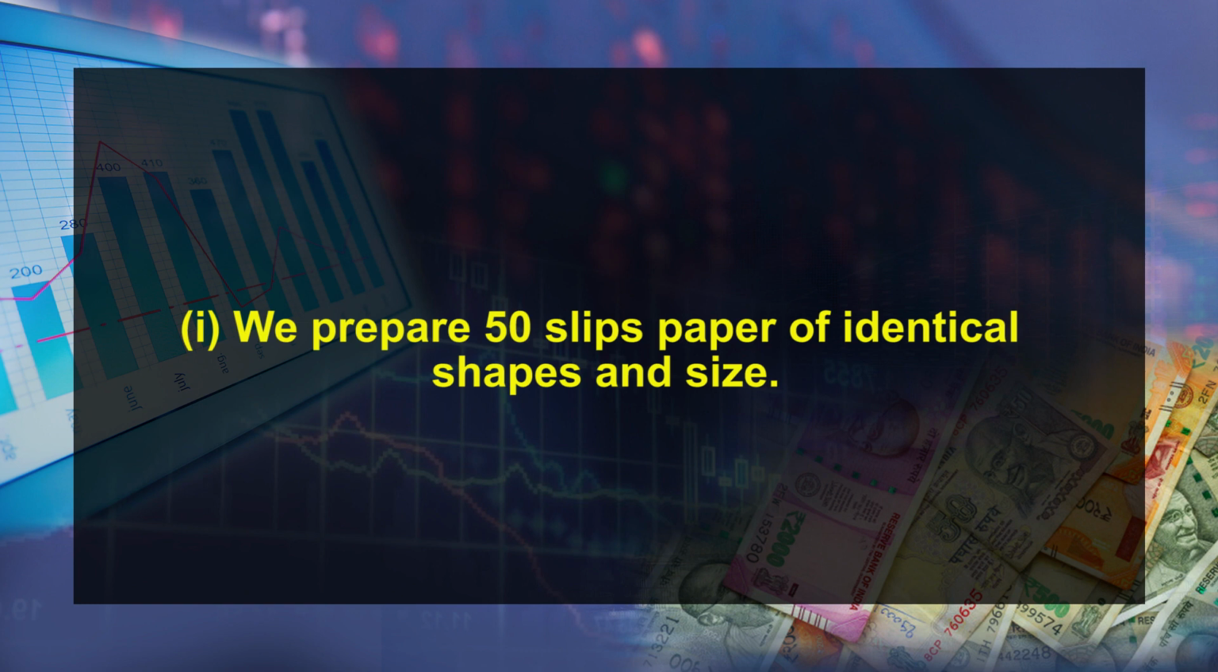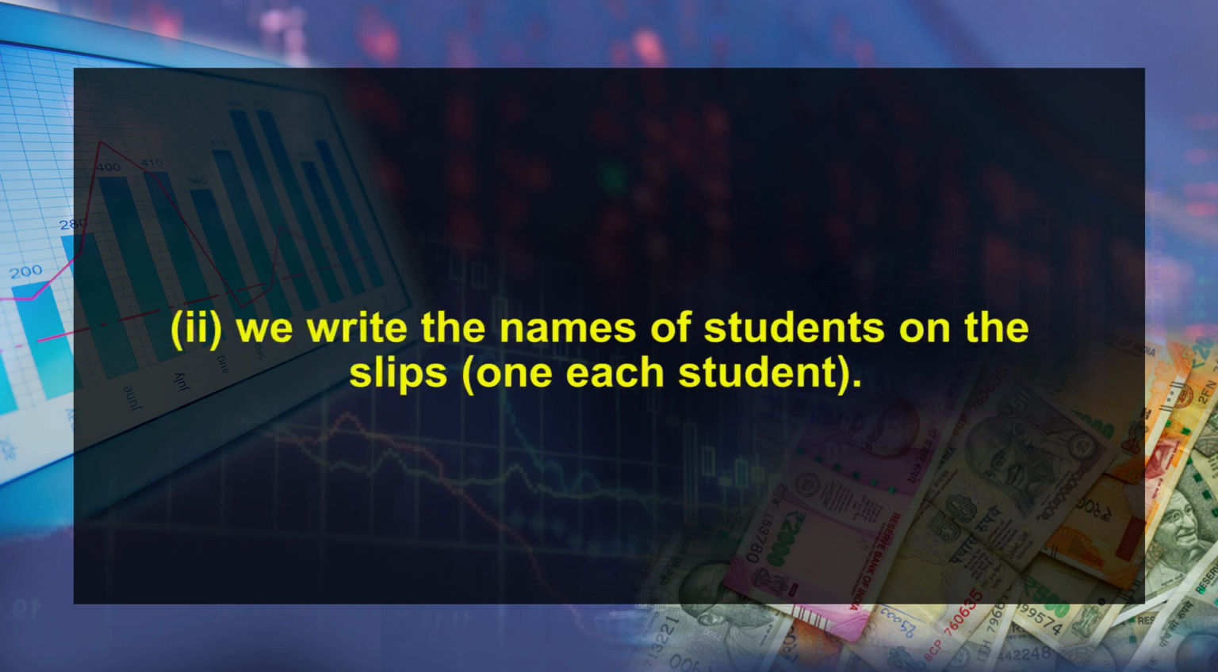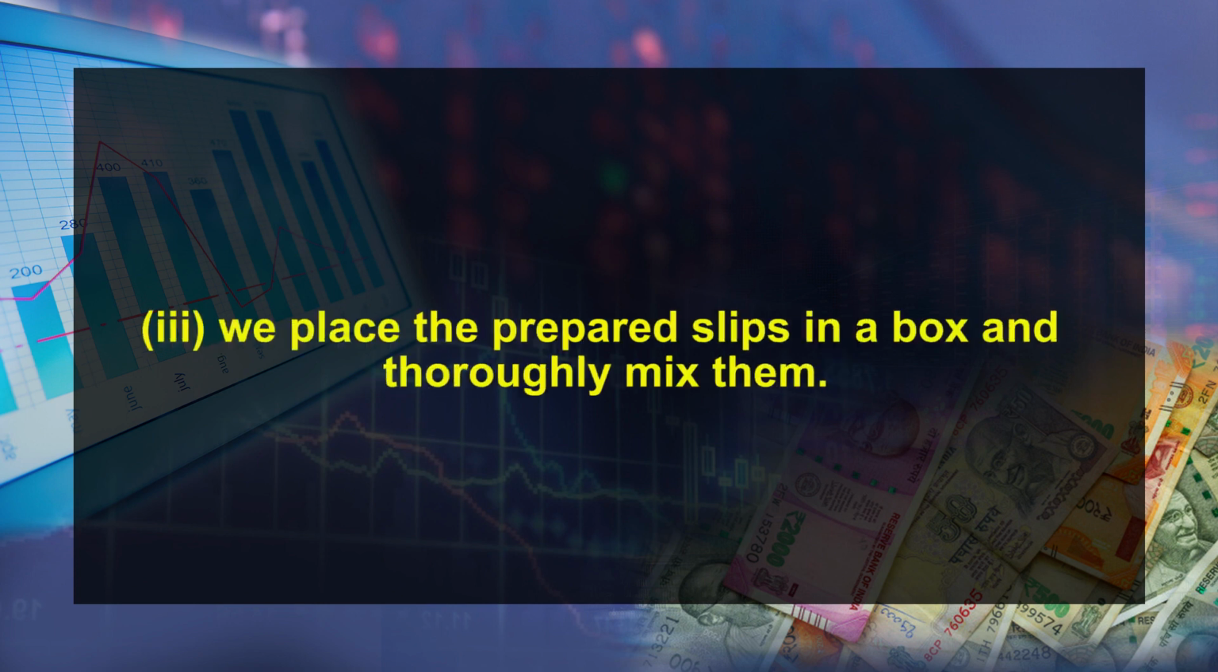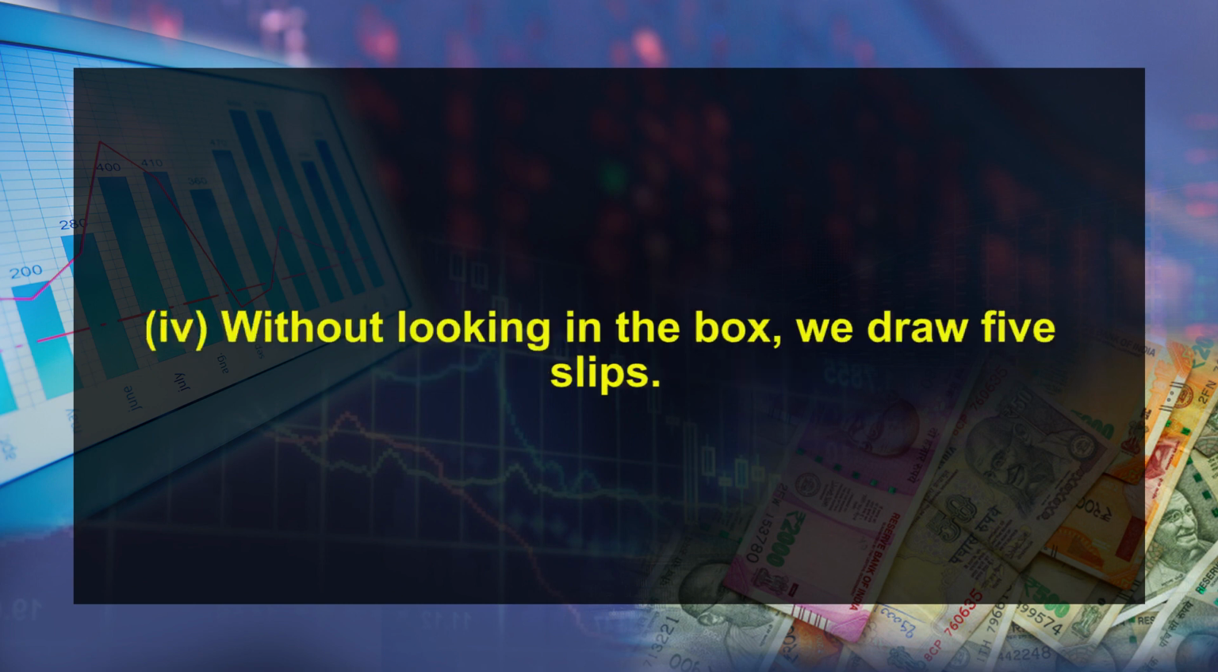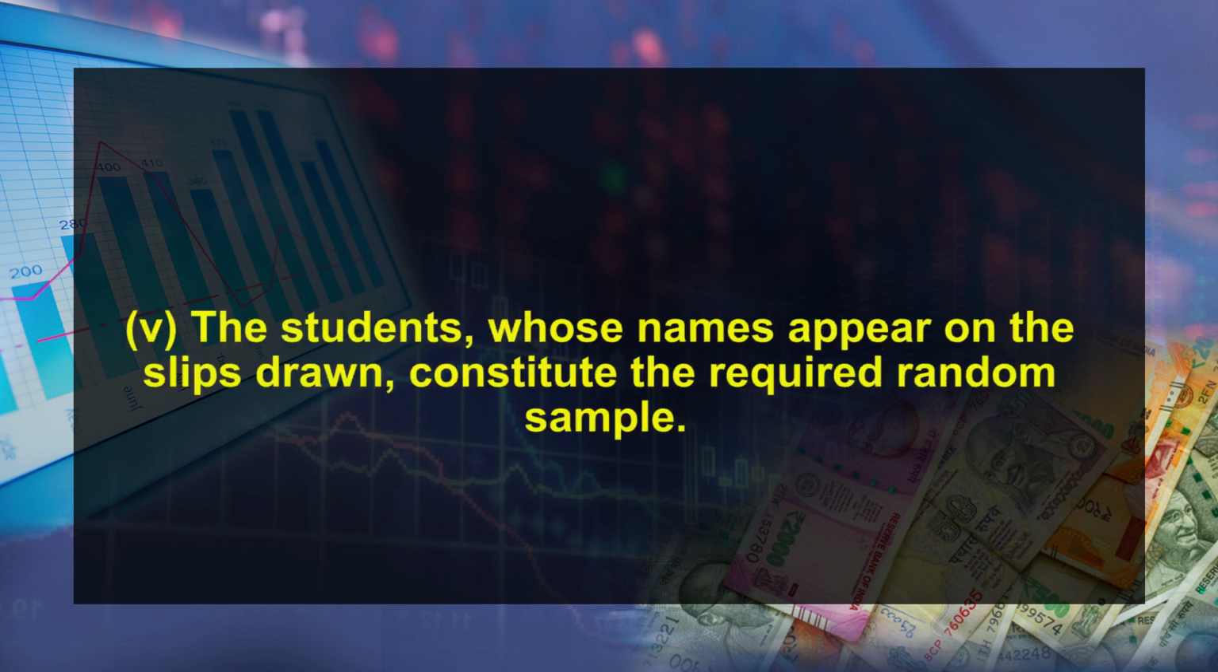Suppose there are 50 students in our class and we require to select a random sample of 5. We may adopt the following procedures. First of all, we prepare 50 slips, papers of identical shape and size. Then we write the names of students on the slips, one for each student. After that, we place the prepared slips in a box and thoroughly mix them. Finally, without looking in the box, we draw 5 slips. The students whose names appear on the slips drawn constitute the required random sample.